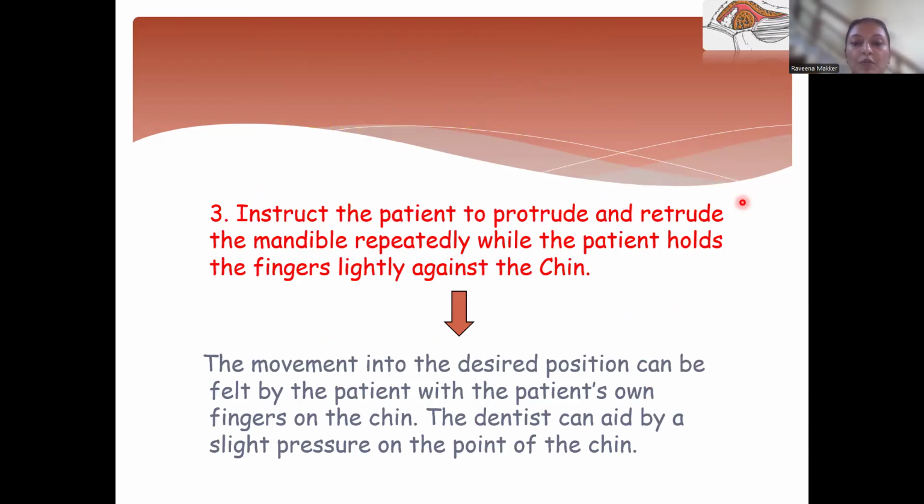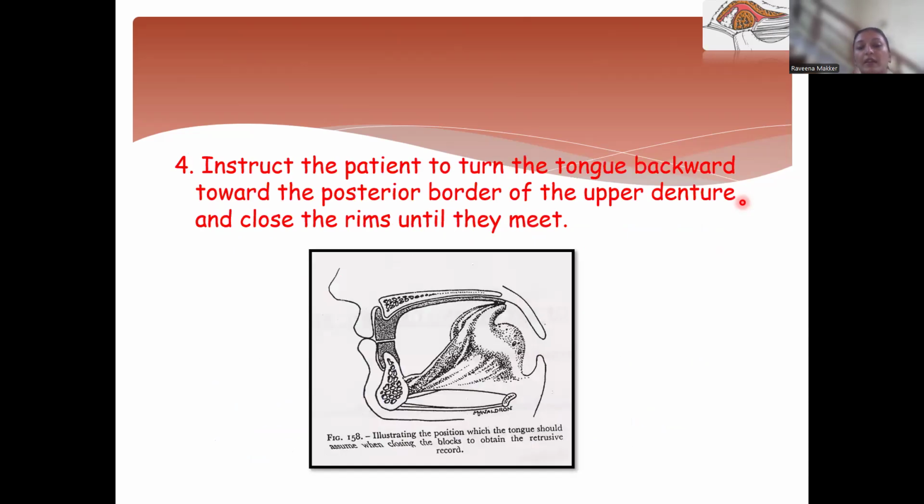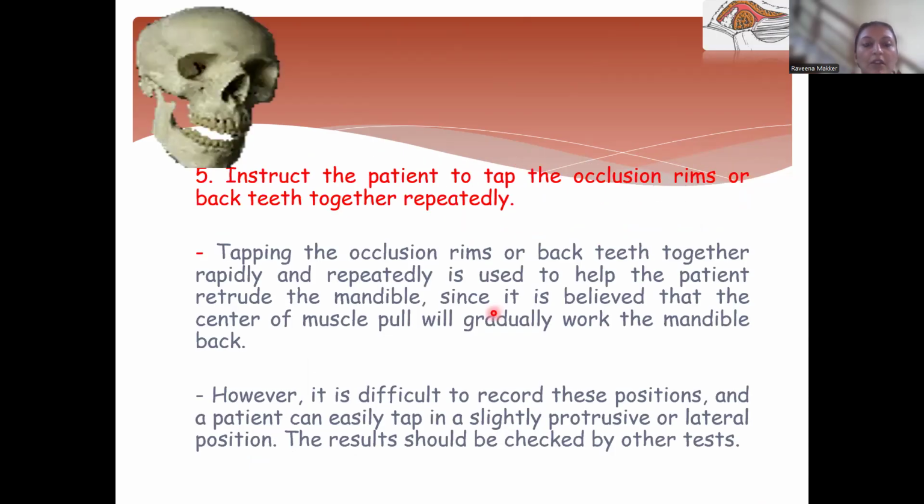Now, instruct the patient to protrude and retrude the mandible repeatedly while the patient holds the fingers lightly against the chin. The movement into the desired position can be felt by the patient with the patient's own fingers on the chin. The dentist can aid by a slight pressure on the point of the chin. Now, instruct the patient to turn the tongue backward towards the posterior border of the upper denture and close the rims until they meet. Now, instruct the patient to tap the occlusal rims or back teeth together repeatedly.